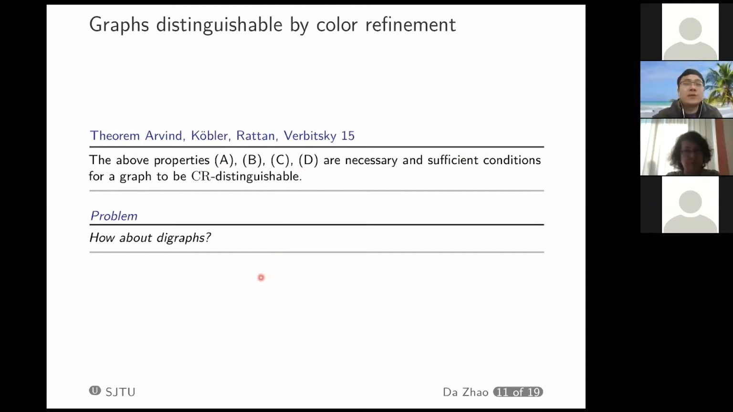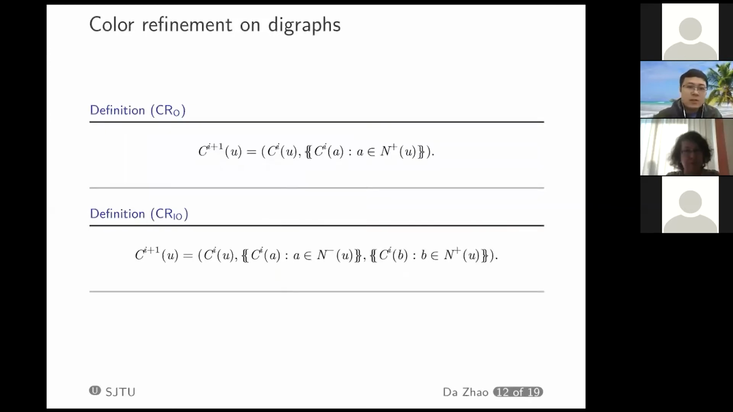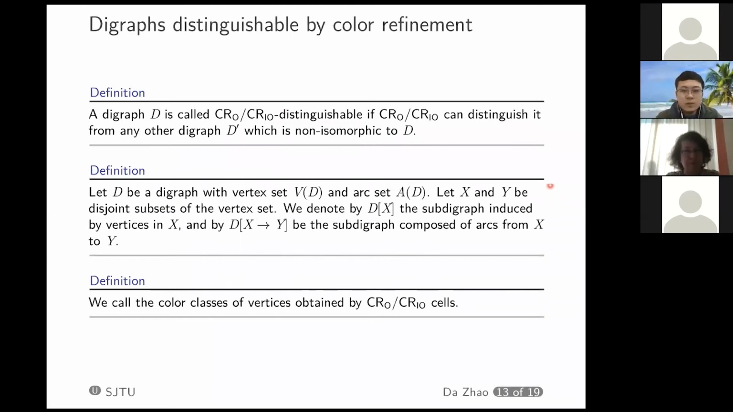So a natural problem is, how about digraphs? So, color refinement on digraphs. Here we can consider two kinds of generalization of the color refinement on digraphs. One way is that when you update the color, you consider the color of the vertex itself and all its out-neighbors. Another way is to consider itself, all its out-neighbors, and its in-neighbors. So we will call them CRO and CRIO respectively, and we will give the characterization in either case. Here we use the same words, like CRO distinguishable and CRIO distinguishable.